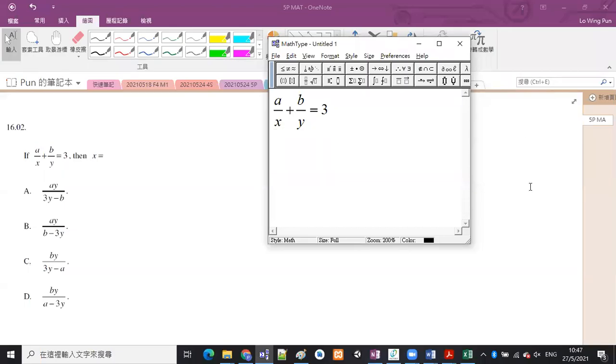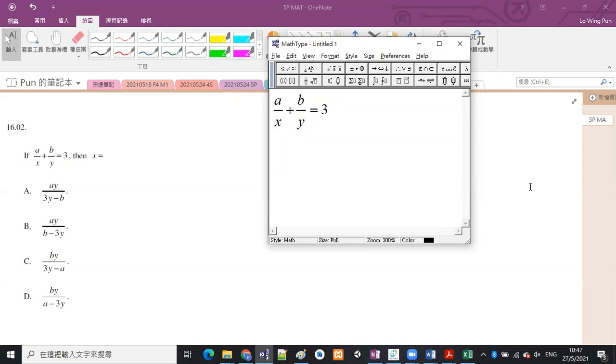Okay, 16.02. And I want to change the subject to x, okay? In this equation, the original equation, we have two different fractions adding together. So we cannot multiply the denominators to the opposite side at this step, okay?